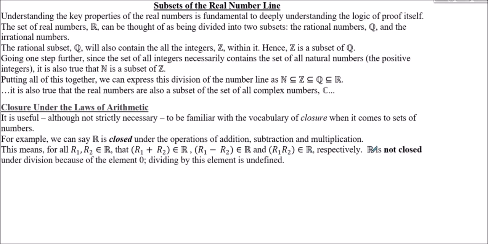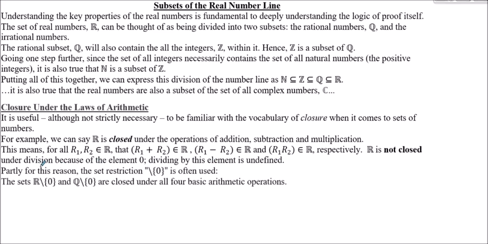However, the real numbers aren't closed under division because of the pesky element 0. Divided by 0 is undefined. So partly for this reason, in fact, chiefly for this reason, there's often a set restriction not including the element 0, which is often used to get around this. So including this restriction, the sets of the real numbers, excluding 0, and the rational numbers, not including 0, are all closed under all four basic operations of arithmetic.